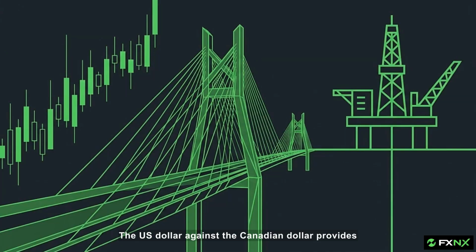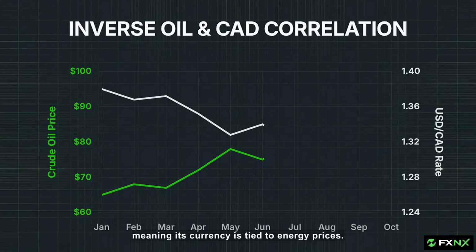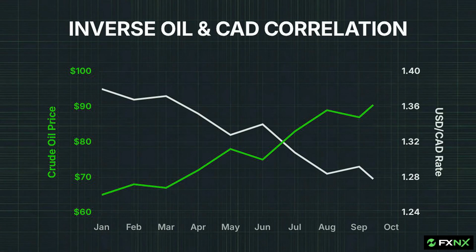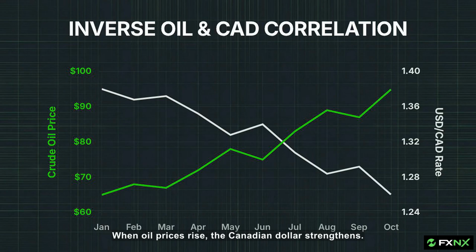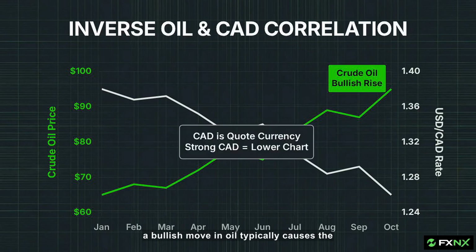The US dollar against the Canadian dollar provides a direct bridge between technical price charts and global commodity data. Canada is a major oil exporter, meaning its currency is tied to energy prices. When oil prices rise, the Canadian dollar strengthens. Because it's the quote currency, a bullish move in oil typically causes the USD/CAD chart to drop.